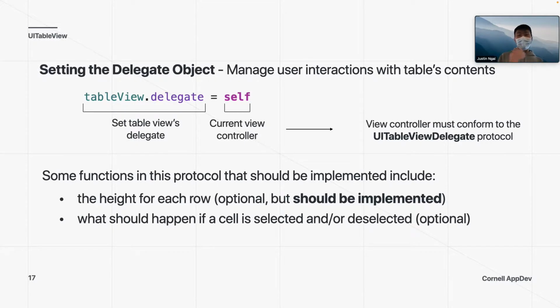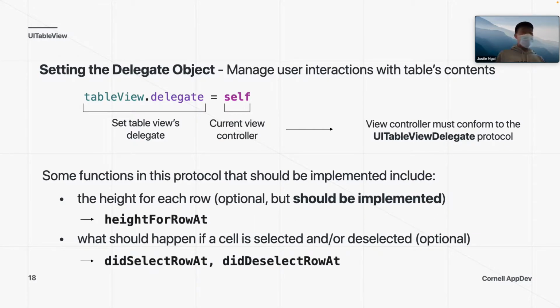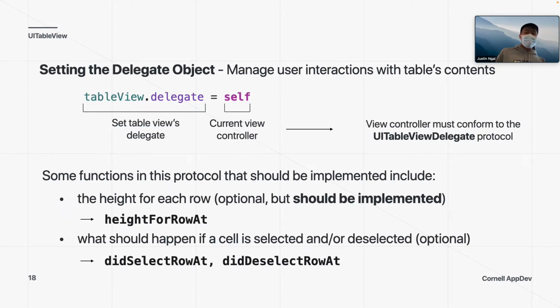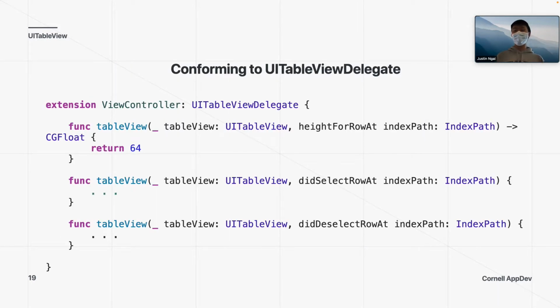They're all optional, but as we will see later, it makes it look a lot better, and we highly recommend you implement at least the height of the row for the delegate. Otherwise, it looks pretty cramped. Okay, cool. And these are, of course, the corresponding functions, but you don't have to memorize them. And here's a quick example.